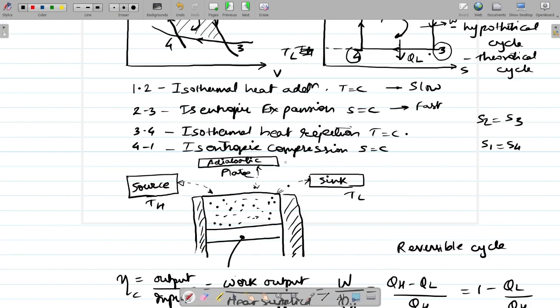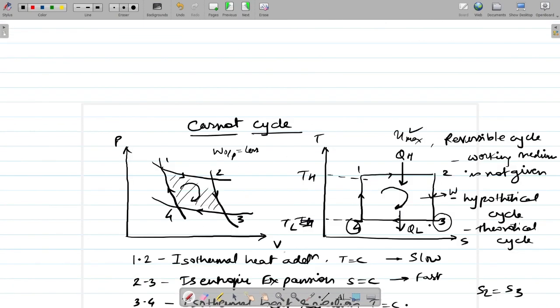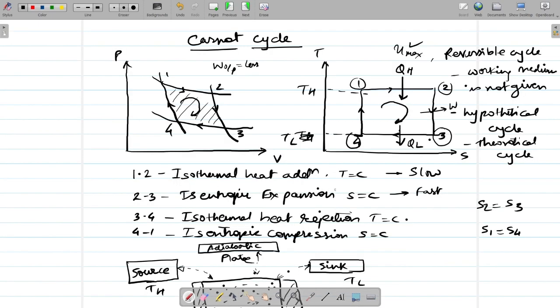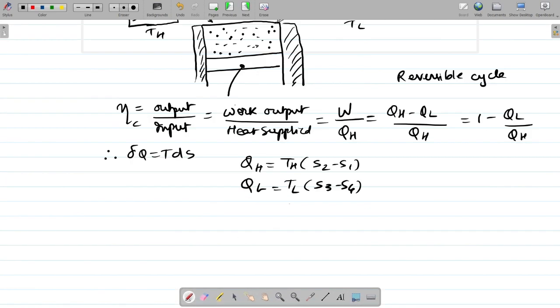Here you can see S2 minus S1, this heat added, so TdS. So here it will be S2 minus S1, and here TL into S3 minus S4. Here S3 is equal to S2 and S1 is equal to S4. So if you consider this S3 and S4, you will obtain it.